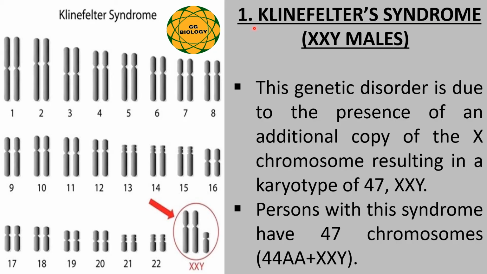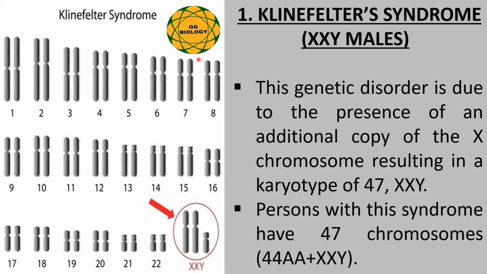The first one is Klinefelter syndrome. Usually this is known as XXY males. This genetic disorder is due to the presence of an additional copy of the X chromosome, resulting in a karyotype of 47. So instead of 46 chromosomes, one additional chromosome is seen in these males. Persons with this syndrome have 47 chromosomes, which is 44 autosomes plus 3 sex chromosomes, that is, 2 X chromosomes and 1 Y chromosome.